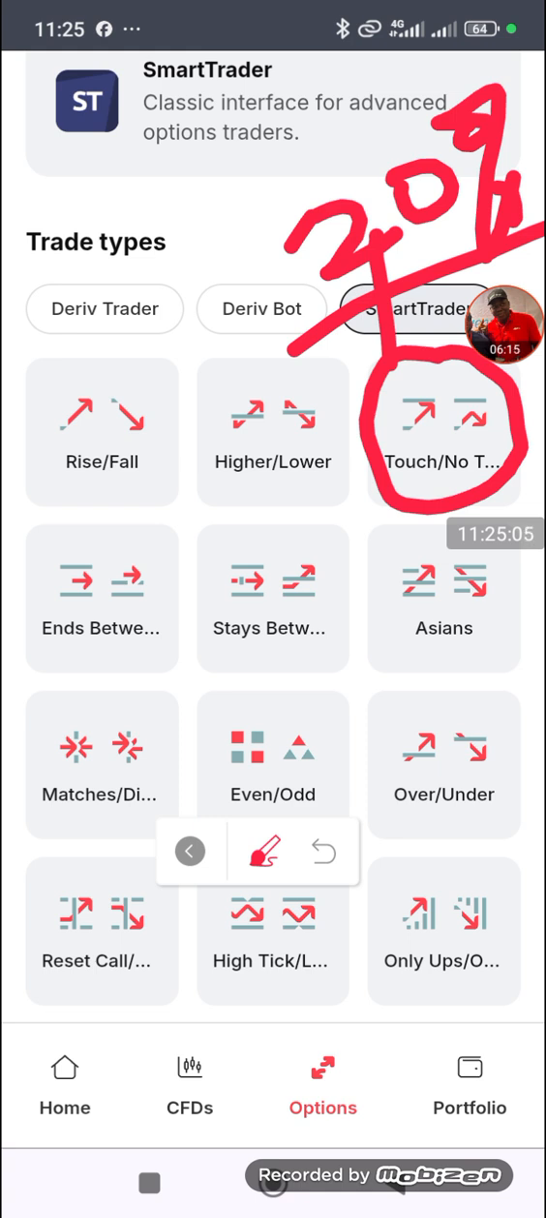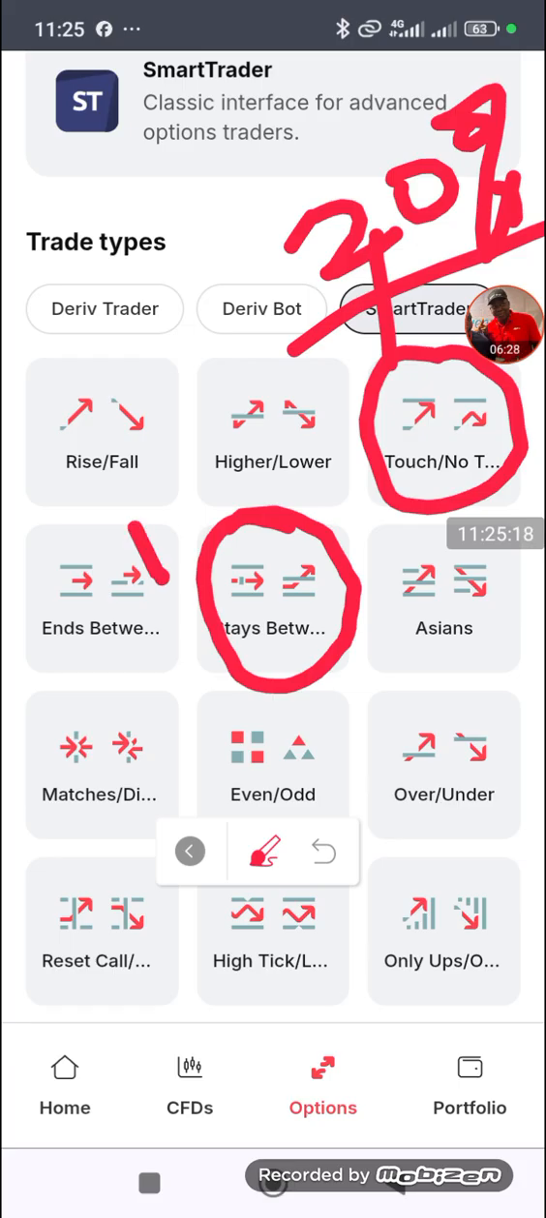Then there is, you see this one that says ends and stay between. Stay between, this one is goes outside. Are you getting it? This one is goes outside. I usually trade this for like 10% as well. Then you now also have, I trade this for 10%. Now I'm breaking down the ones that I trade.